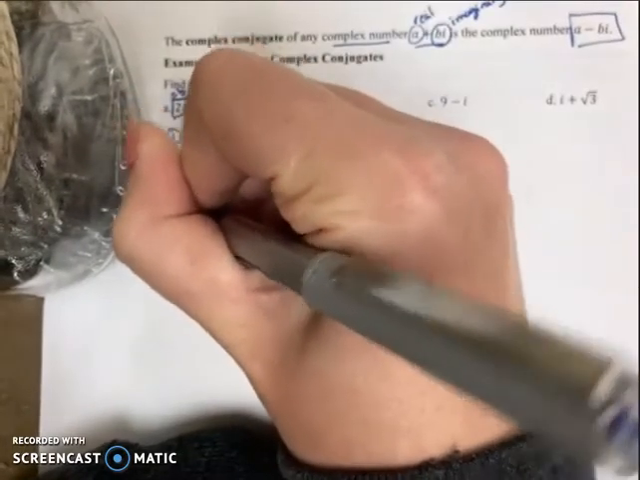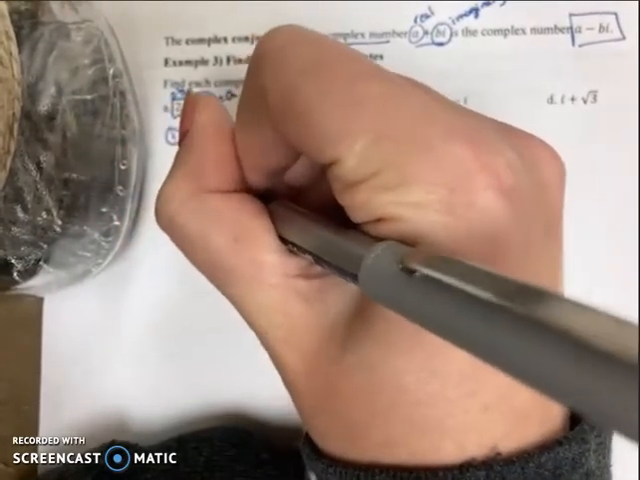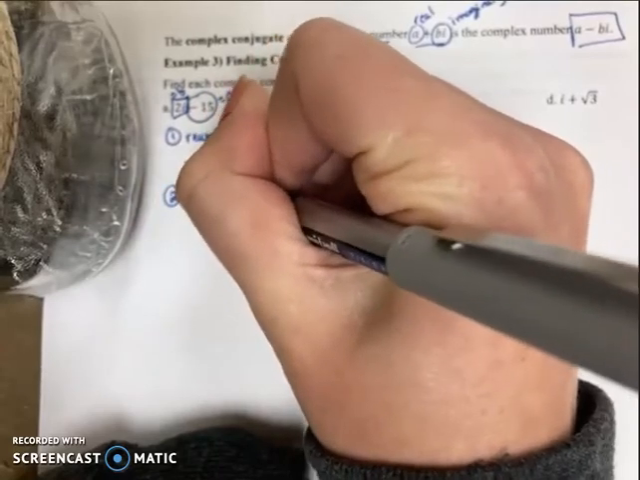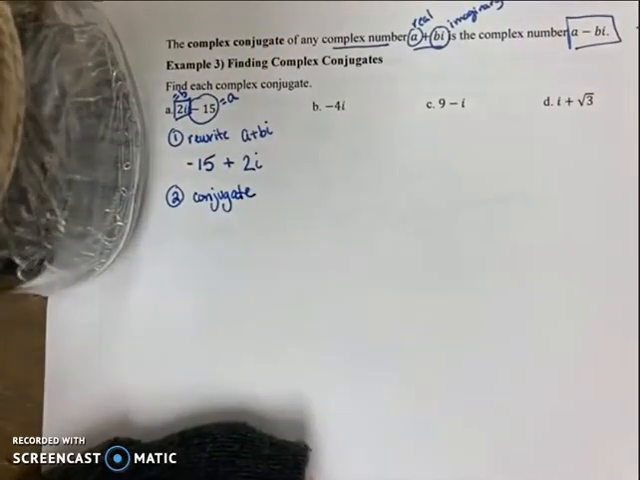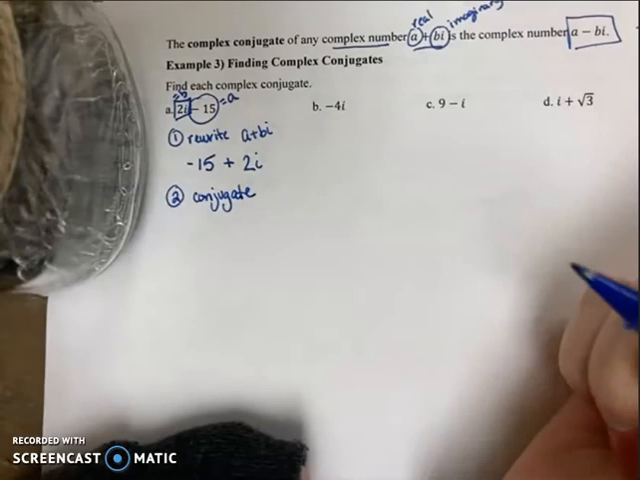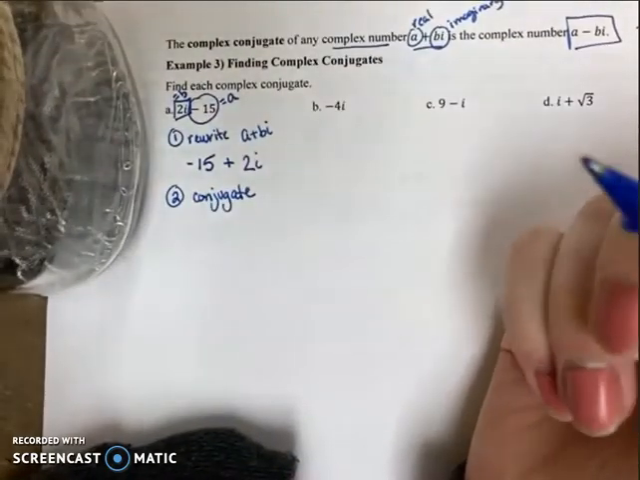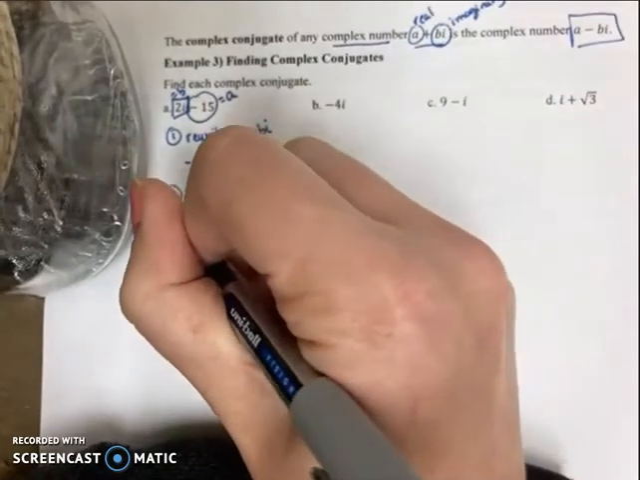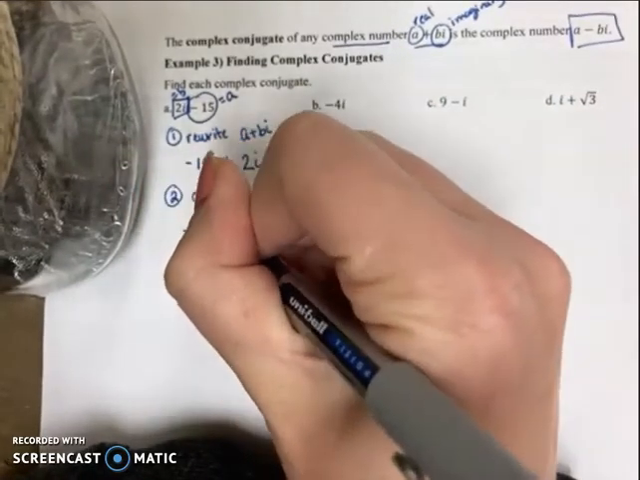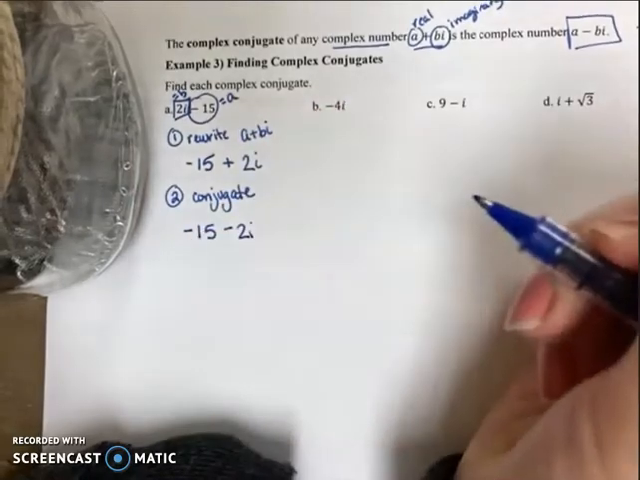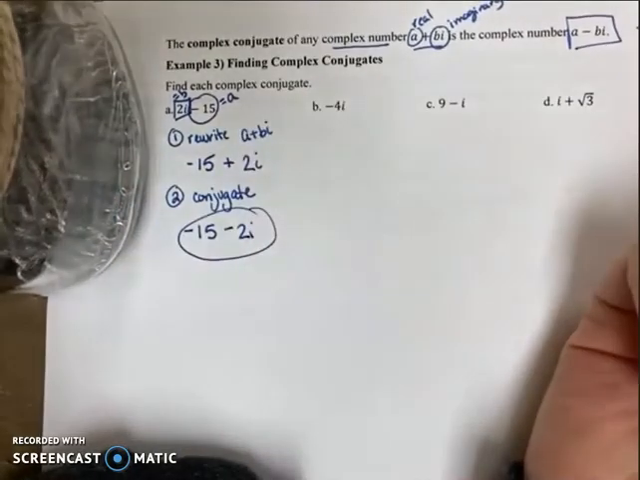For the second step, I'm going to find the conjugate. Remember, all this means is that there's a sign change. So if a complex number is negative 15 plus 2i, the complex conjugate would be negative 15 minus 2i. And that's your answer.